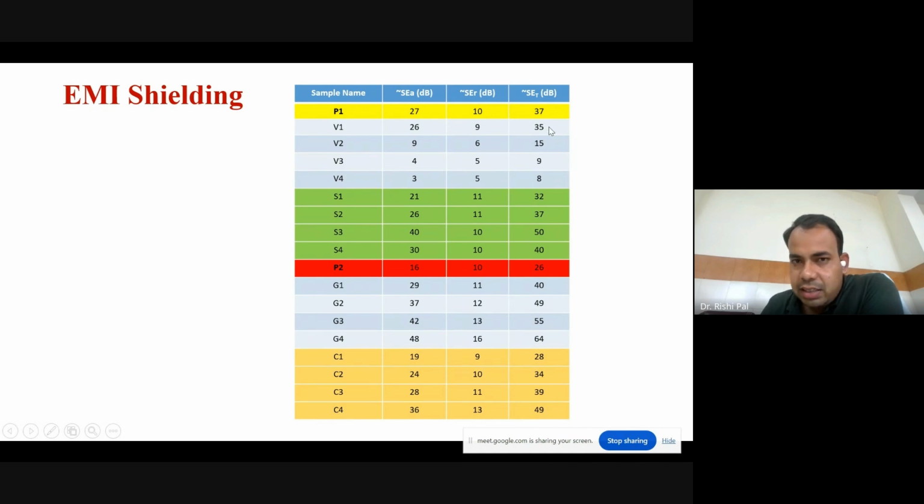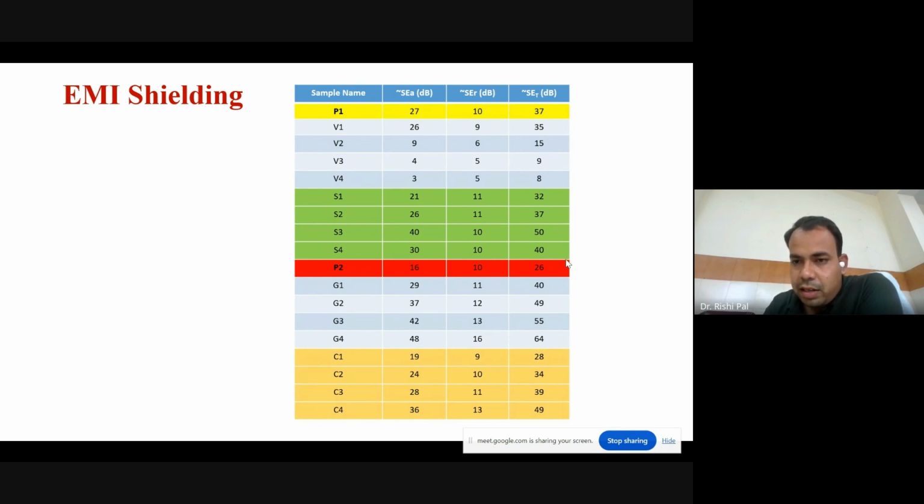Here we can see as the V2O5 nanoparticles concentration is increasing, the total shielding effectiveness is decreasing. So we can say that the V2O5 doped samples are not highly useful for this particular application, but these nanocomposites we use in sensing application. They give better results. Now the MnO2 doped samples. Here you can see S1, S2, S3. The total shielding effectiveness is increasing. So due to the magnetic character, these samples are also useful.